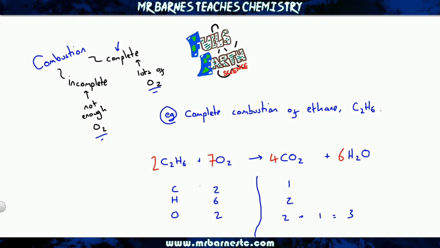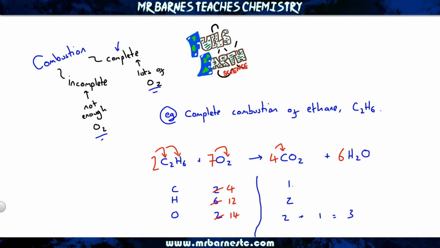So it will end up looking like 2 C2H6 plus 7 O2 goes to 4 CO2 plus 6 H2O. Now it's always a good idea to check this afterwards, so let's have a look. I have 2 C2s, so that gives me 4 carbons on the left, 2 H6s, so that's 12 hydrogens, and 7 O2s, that's 14 oxygens.